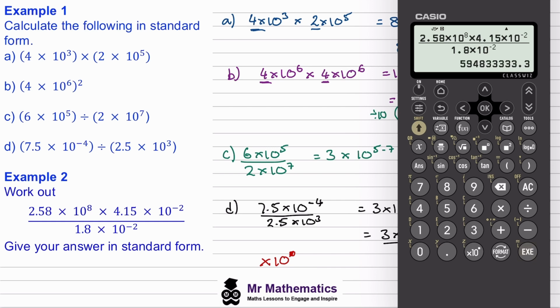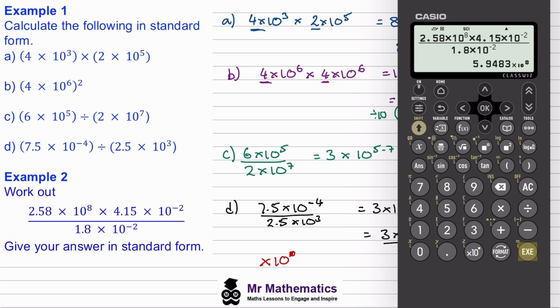Then we can convert this to standard form by pressing settings. We want calculator settings, so we'll go across. Then we want number format. We want scientific form. And we can enter the accuracy that we want. I'm going to choose 4 decimal places, which is this option. And then we'll press all clear.